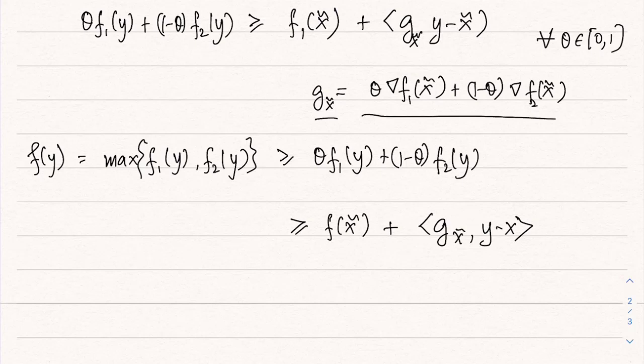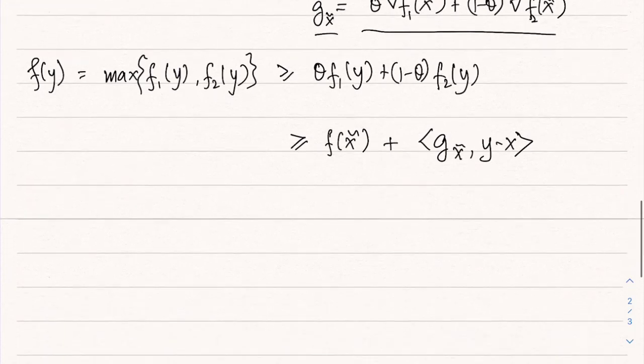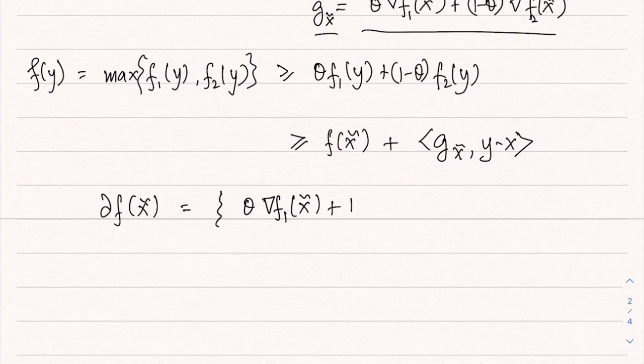which means that g of x tilde, which we have written here, is a subgradient, and it is a subgradient for any choice of theta, and therefore this suggests that the subdifferential of f at x tilde is theta gradient of f1 of x tilde plus 1 minus theta gradient of f2 of x tilde for theta between 0 and 1.